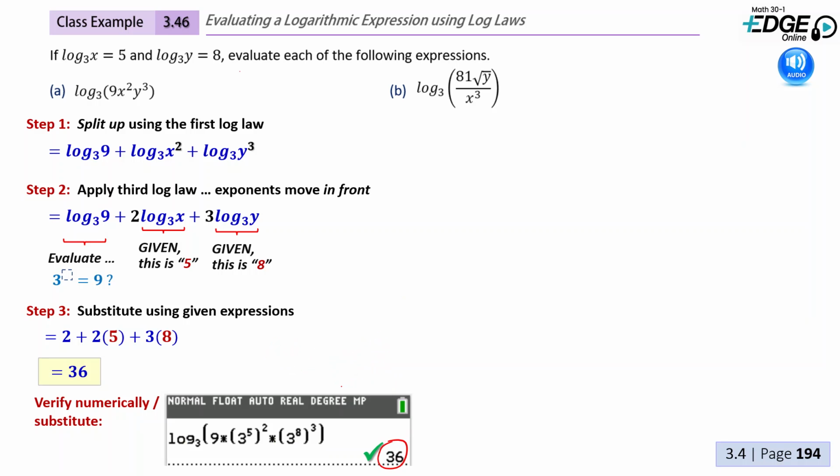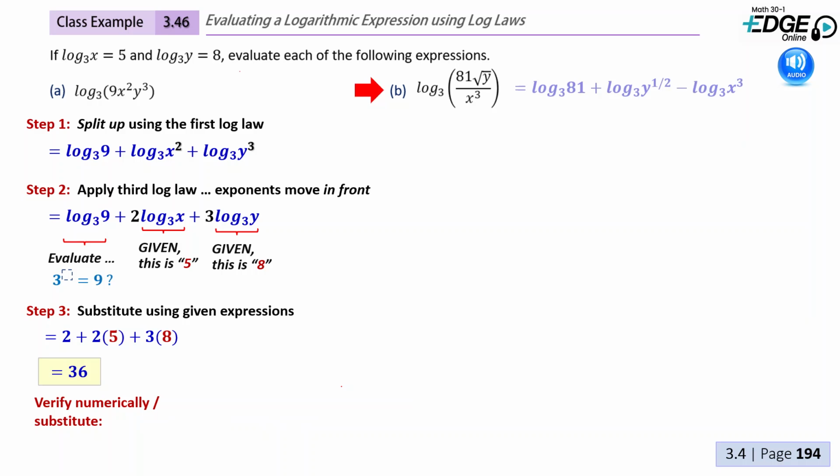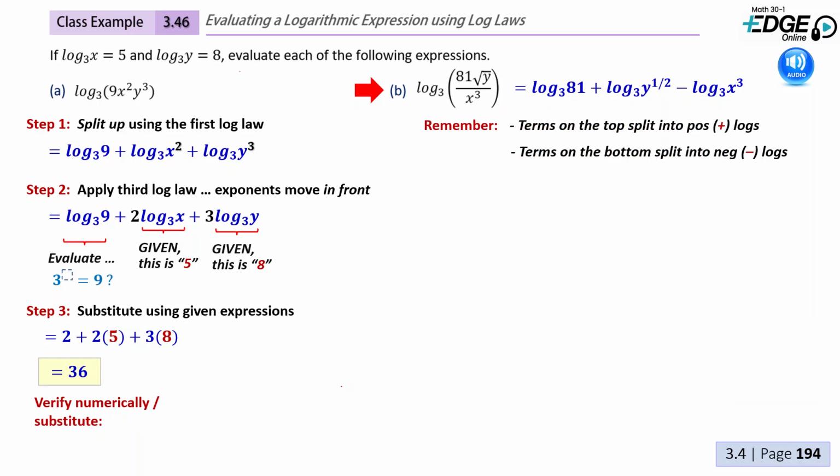Okay, let's try the next one. So in this case, we'll rewrite it as multiple logs, remembering that anything in the numerator will be positive, anything in the denominator would be negative. We'll also move the exponents down where we can, so the 1/2 comes down front, and the 3 comes down as the coefficient on that log term.